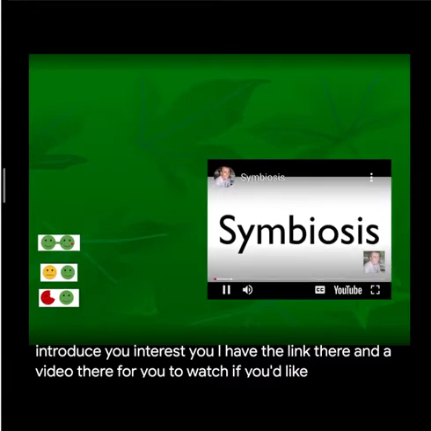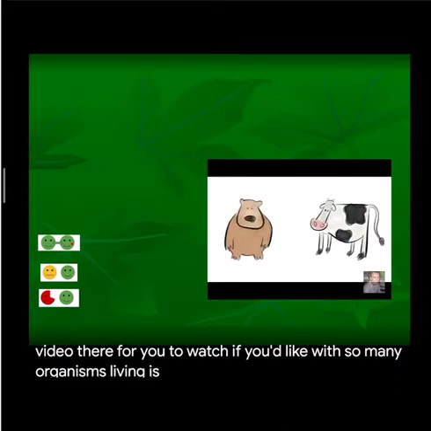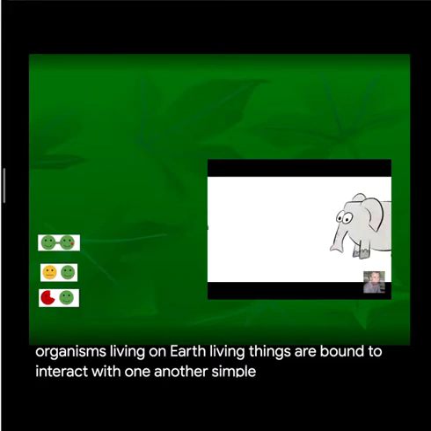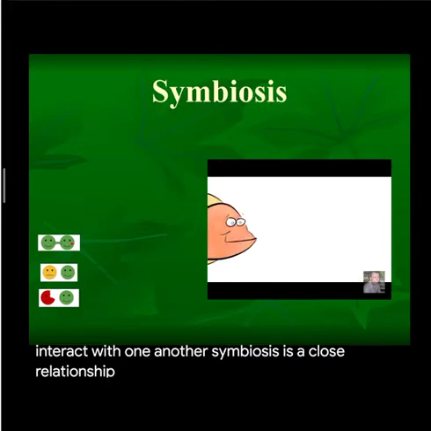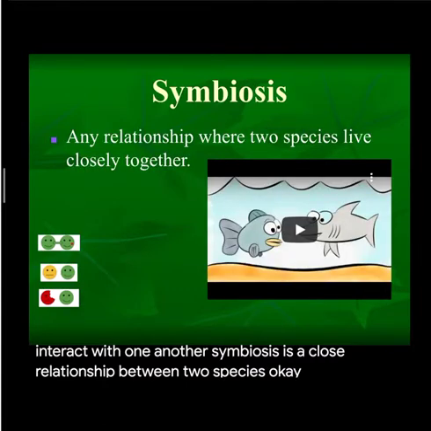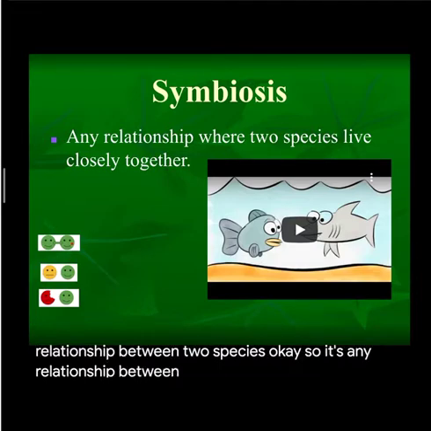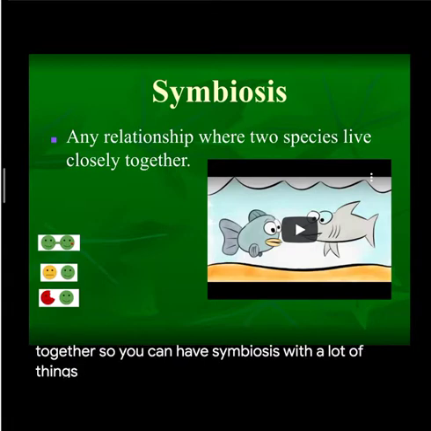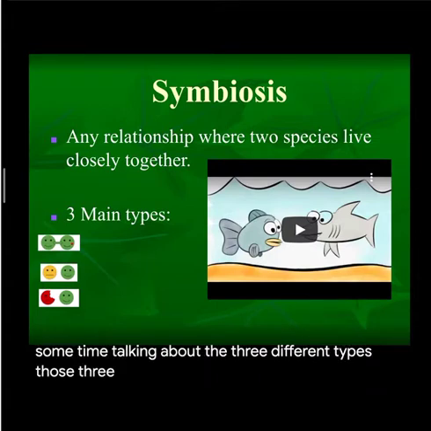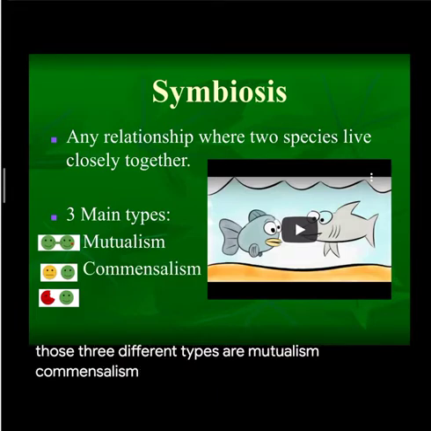Symbiosis. With so many organisms living on Earth, living things are bound to interact with one another. Symbiosis is a close relationship between two species. So it's any relationship between two species that live closely together. You can have symbiosis with a lot of things in your environment. We're going to spend some time talking about the 3 different types: mutualism, commensalism, and parasitism.